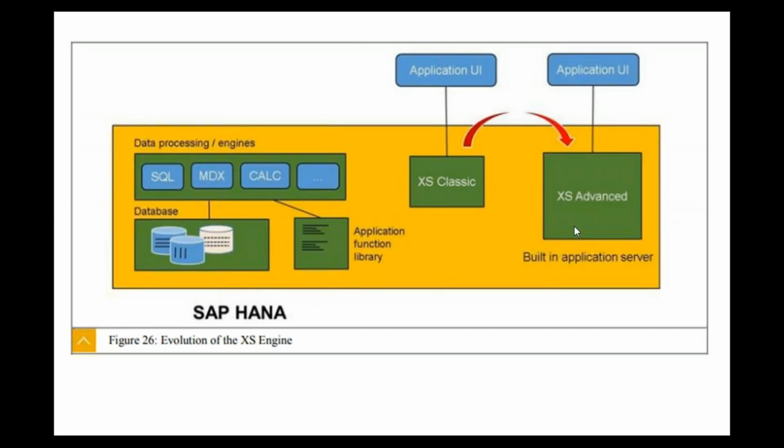Now we have Access Engine, Access Classic, and Access Advanced Engine. When we say Access Engine, it means it's a built-in application server. Here we have the Access Classic with an application UI, and for Access Advanced also we have an application UI. We have the built-in application server from which we access the data into the UI. Now here we have data processing and the data processing engine.